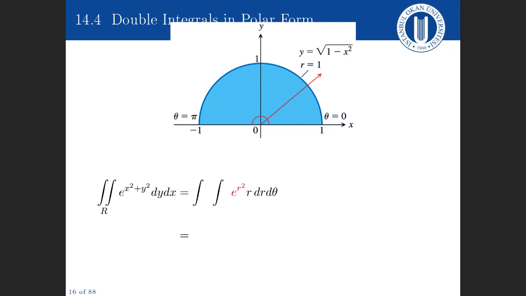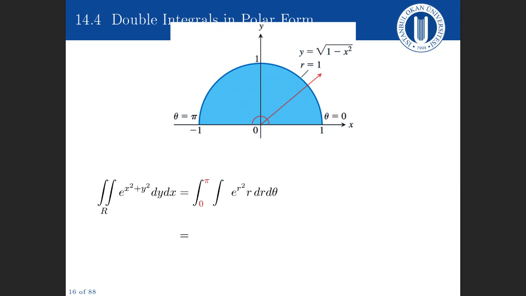First, theta. What's the smallest theta in this region? The smallest theta is going to be theta is equal to 0. That's just this part which I'm drawing in orange. And what is the biggest possible theta in this region? Just here in green. The biggest possible theta is when theta is equal to pi. So our first limits of integration are 0 and pi.